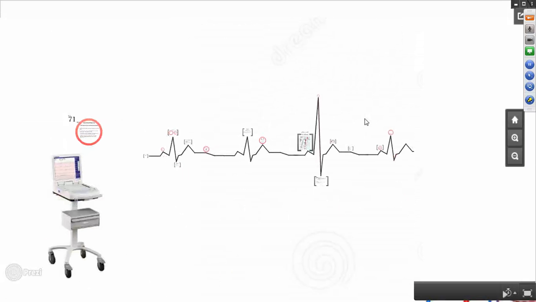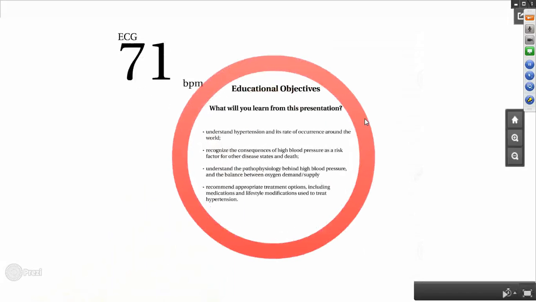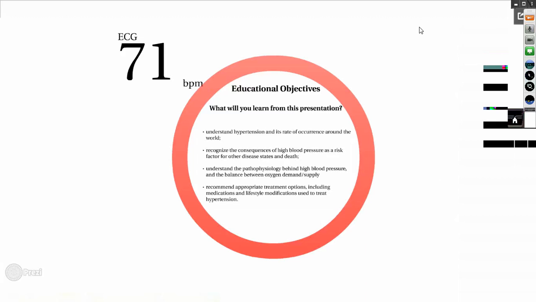So what will you learn from this presentation? Some of the objectives that I hope you guys know by the end of this hour will be, I hope you understand the physiology and the rate of occurrence of hypertension, as well as some of the consequences of having this high blood pressure. Thirdly, I hope to elucidate this concept of myocardial oxygen demand and myocardial oxygen supply. And lastly, treatment options used to treat hypertension.